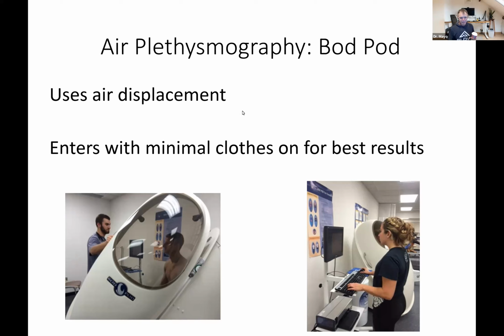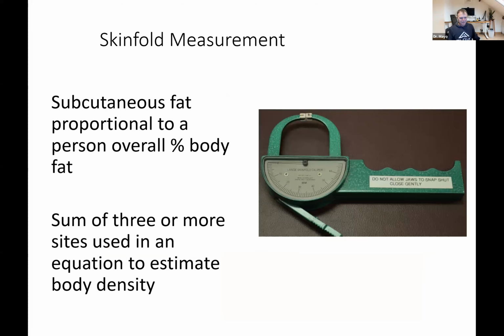It uses air displacement, where you fit in the egg and you know how much air is in it without you. Then you get in it and know how much air is displaced. But these last two are probably the most common.